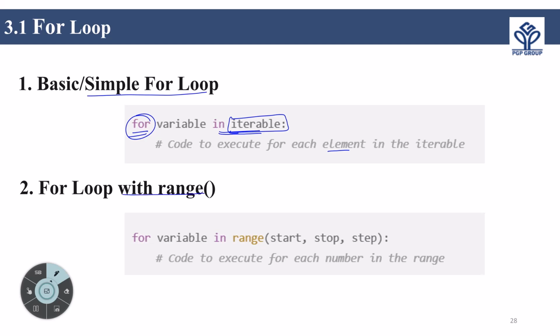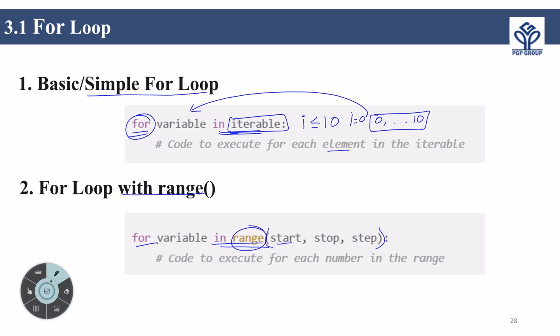For loop with range. Suppose we want i from 0 up to 10, clear? So i is initialized to 0, and we go from 0 to 10. This is executed with the range. So the syntax is for loop variable in range. We give the start, the initialize value, okay.